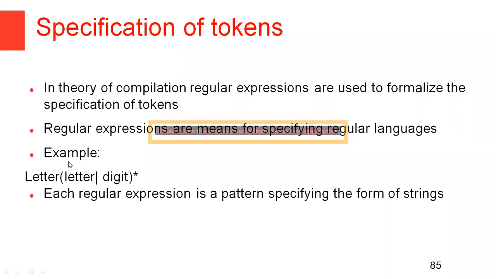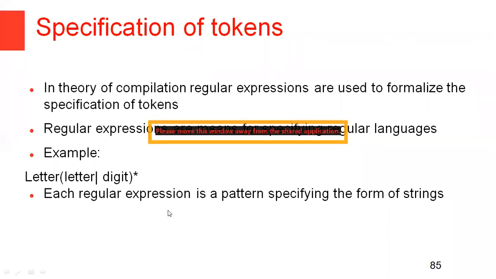Then, taking an example, we can specify tokens by using, for example, a letter. So letter followed by (letter or digit) whole star is a representation of a specification of tokens. If such a form is present in the source program, we can represent this type of tokens. If it is like this, we can generate them as tokens.